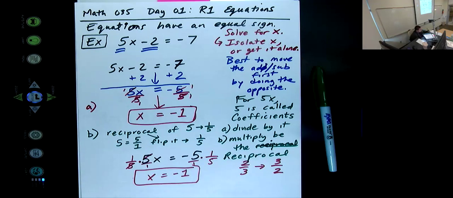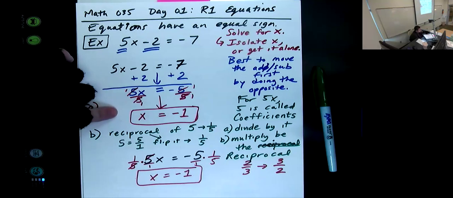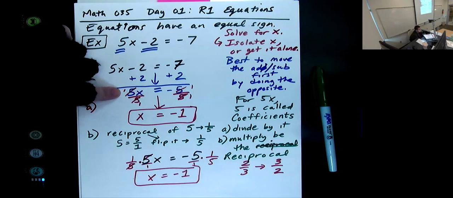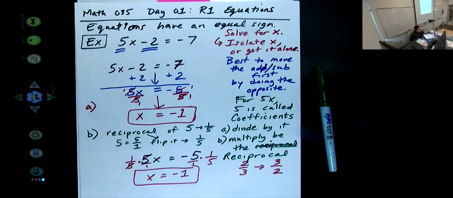Generally, most people do divide when this is a whole number, and they do the reciprocal when it's a fraction, because fractions divided by fractions are pains in the butt. In fact, we will have fractions later today. What do I say to fractions? But fractions.